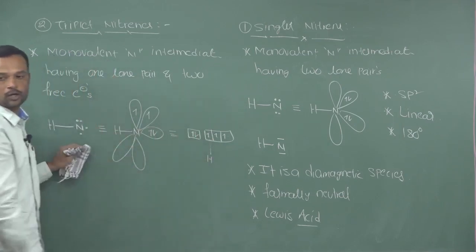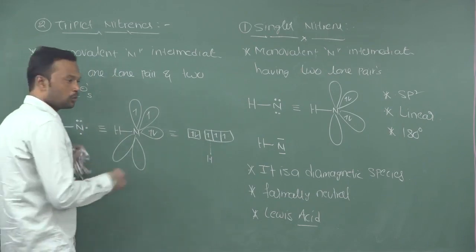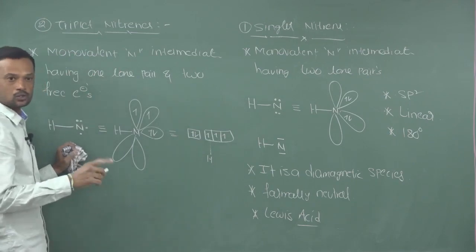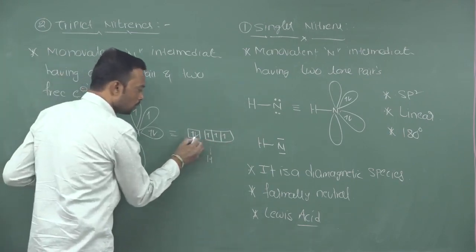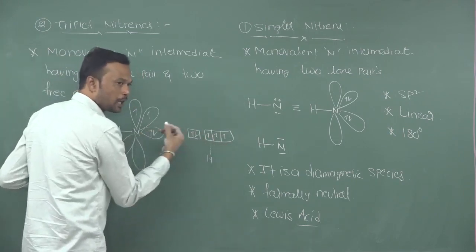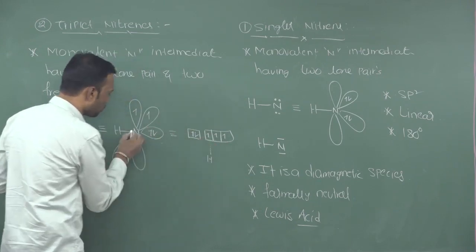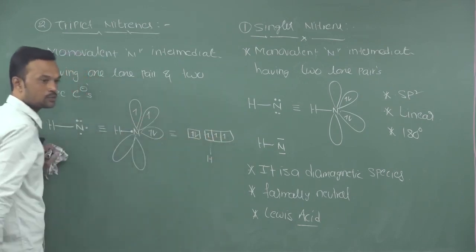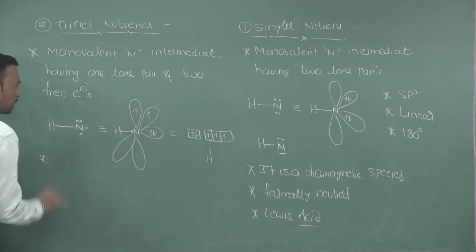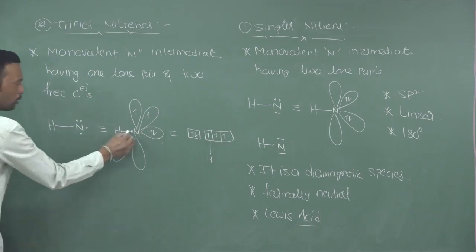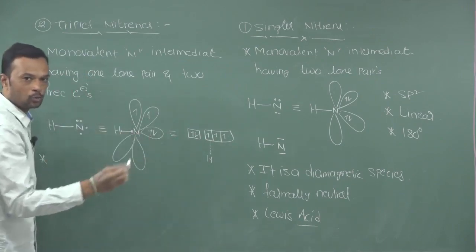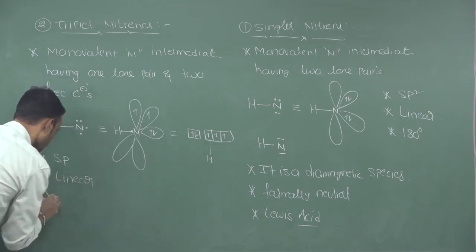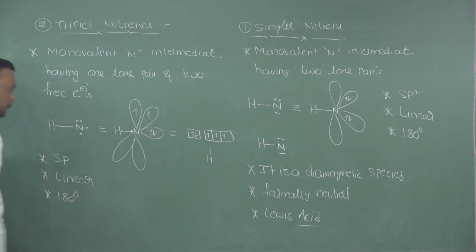Ammonia, what is the atomic number of nitrogen? 7. So 7 means the outermost shell carries 1, 2, 3, 4, 5 electrons. After getting these 5 electrons, one lone pair is there as in an sp3 hybridized skeleton. Then finally 1 electron is involved in bonding. If 1 electron is involved in bonding, the remaining 2 electrons are as they are. So finally, can I say what is the hybridization of triplet nitrene? Only 1 bond pair, 1 lone pair is there. Hybridization is sp. Is it linear? Yes, it is linear. And what about the bond angle? This is 180.